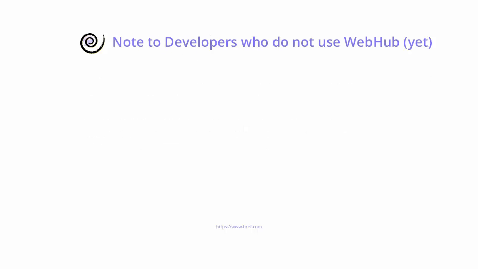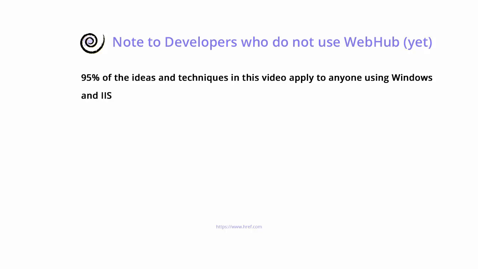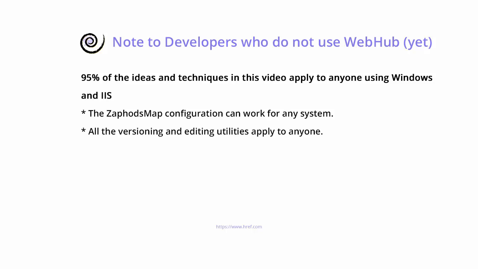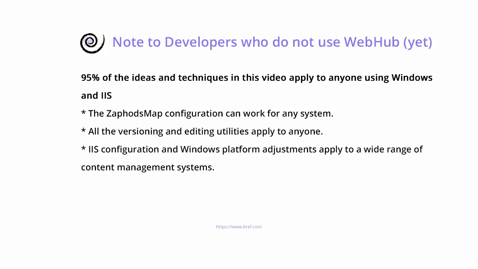A note to developers who do not use WebHub yet: 95% of the ideas and techniques in this video apply to anyone using Windows and IIS. The Zaphod's map configuration can work for any system. All the versioning and editing utilities apply to anyone. And the IIS configuration and Windows platform adjustments apply to a wide range of content management systems.